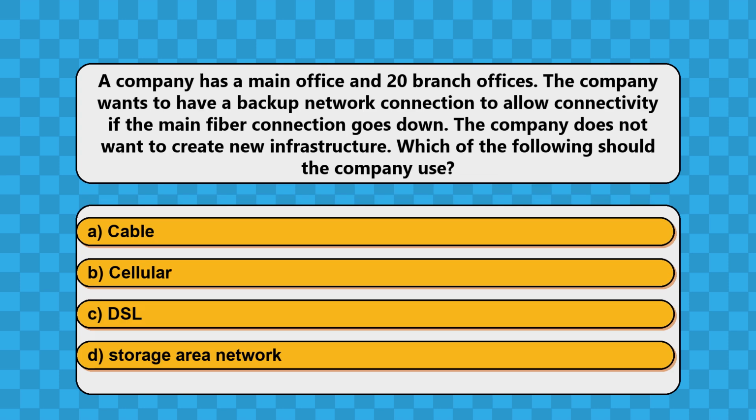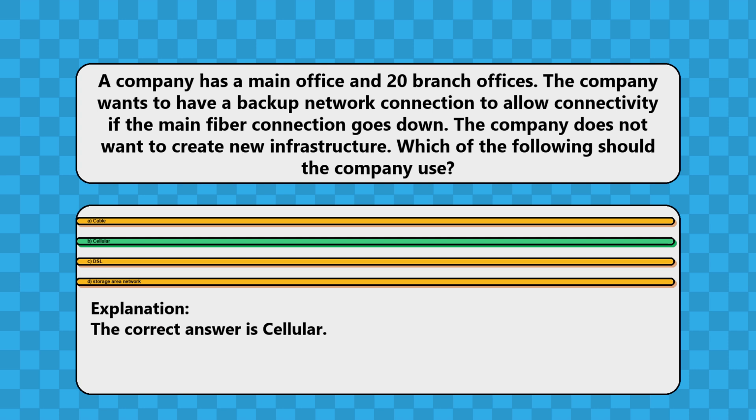Question 48. A company has a main office and 20 branch offices. The company wants to have a backup network connection to allow connectivity if the main fiber connection goes down. The company does not want to create new infrastructure. Which of the following should the company use? Option A. Cable. Option B. Cellular. Option C. DSL. Option D. Storage area network. The correct answer is option B. Cellular.